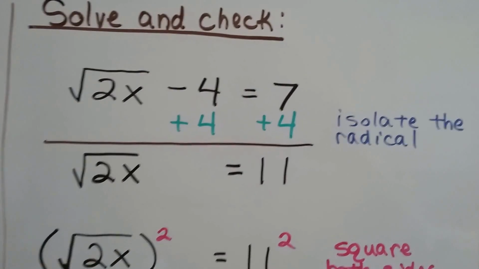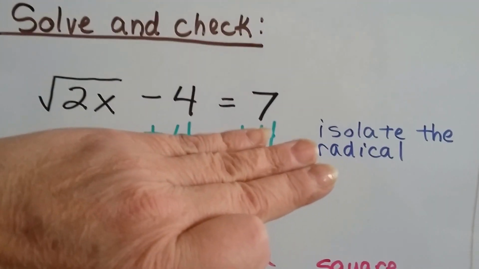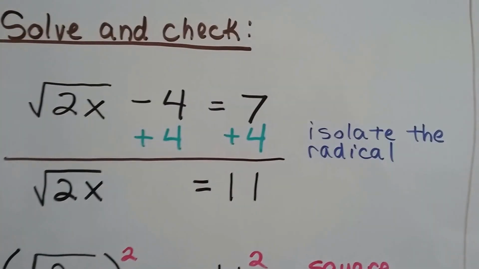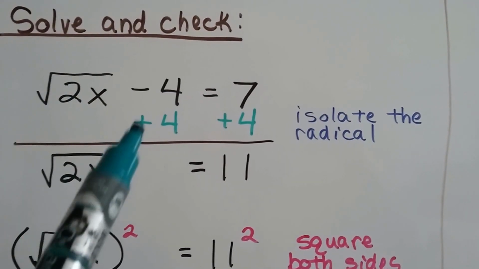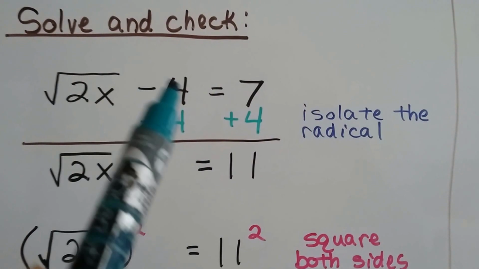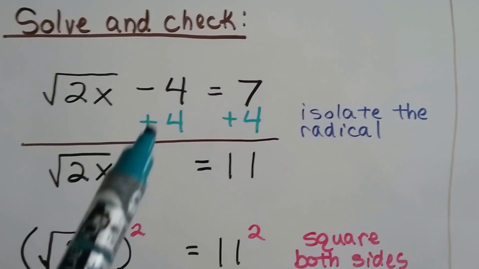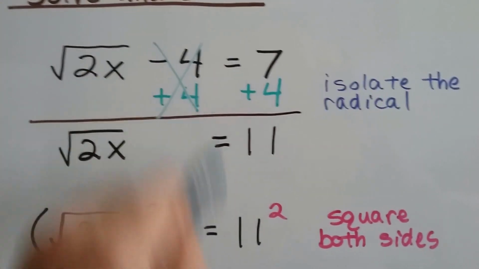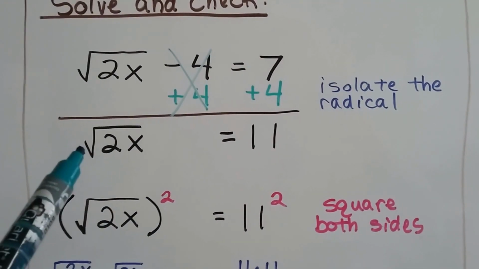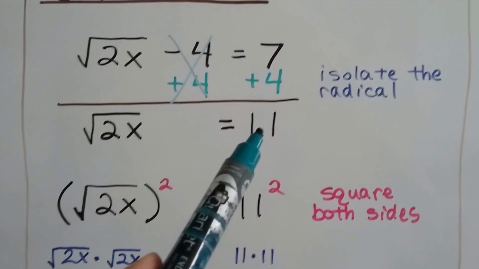So here's our problem. We've got the square root of 2x minus 4 equals 7. So the first thing we're going to do is isolate this radical. So we're going to use additive inverses, and we're going to take this 4 out of here. So we're going to add 4 to each side. That's going to create a 0 pair and get rid of that, isn't it? So now we've got the square root of 2x is equal to 11.